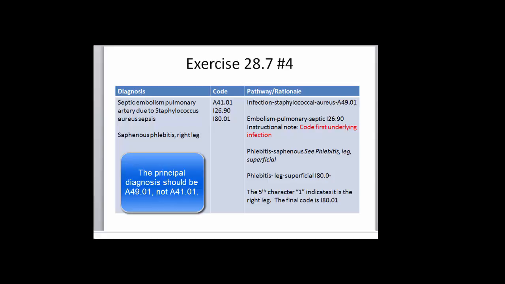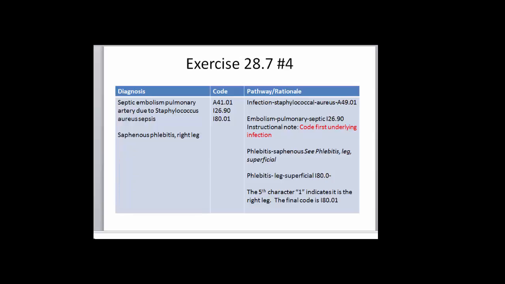Okay, let's look at this one. Exercise 28.7, number 4. Septic embolism pulmonary artery due to Staphylococcus aureus sepsis. That's the first diagnosis. And the second diagnosis, saphenous phlebitis, right leg. The saphenous vein is one of the veins we could see in our book.